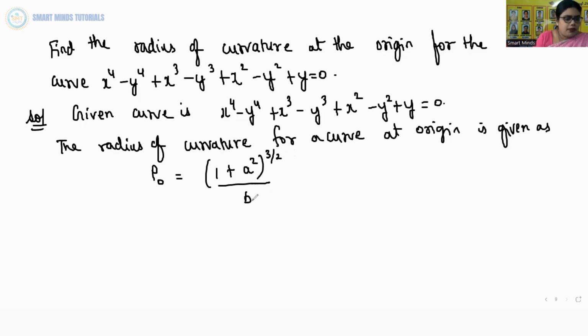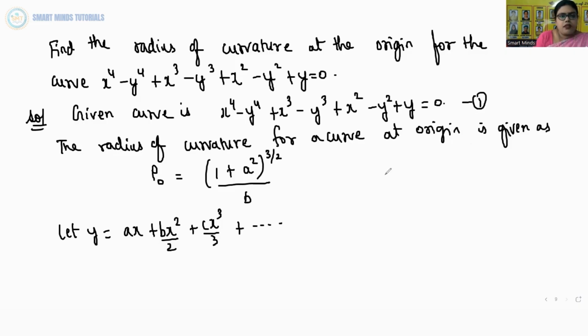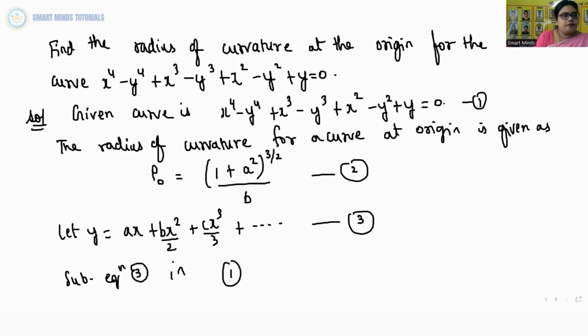So let us take y = ax + bx^2/2 + cx^3/3 + and so on. Let's take this as the first equation, this as the second equation, and this as the third equation. Now let us substitute equation number 3 in equation number 1. Now we will see how to do it.